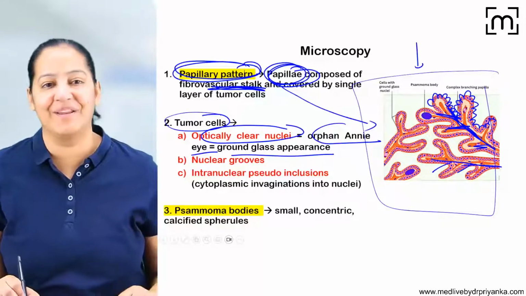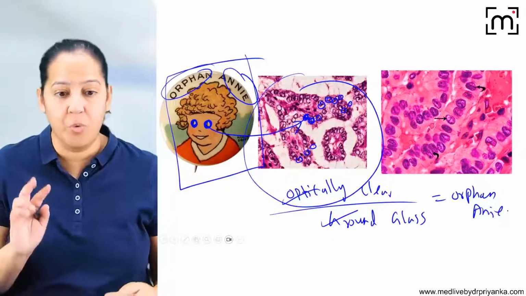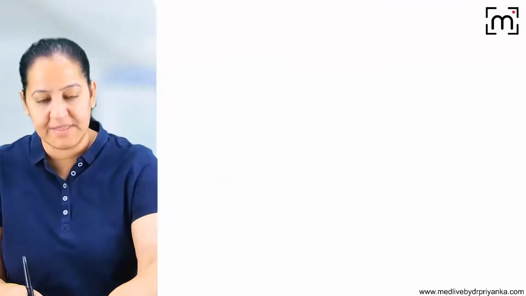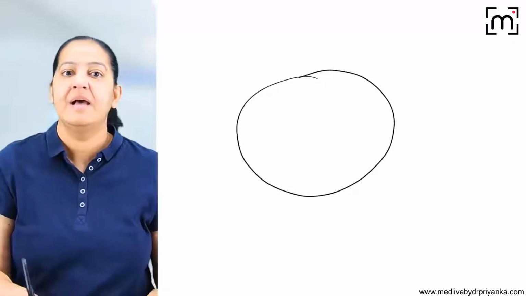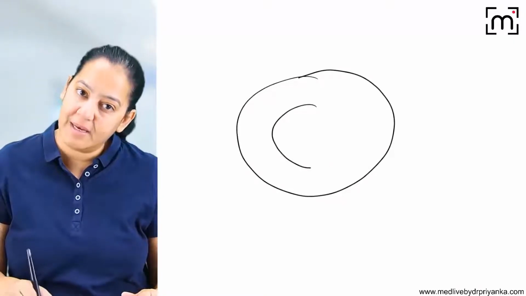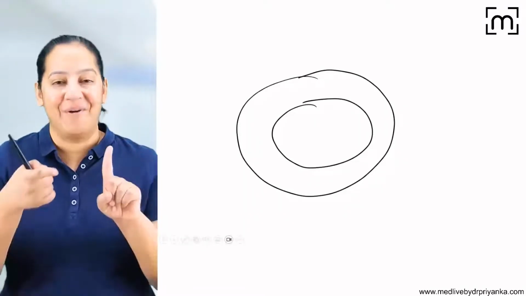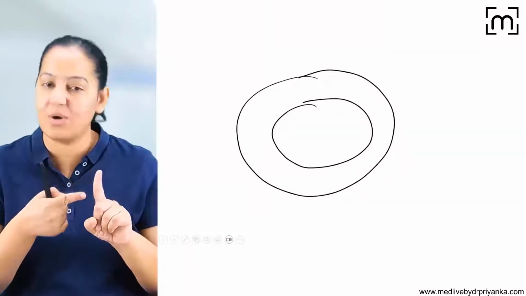So that is the first thing in the nucleus we have seen. Now inside the nucleus, two more things are there. So let me draw a tumor cell for you. This is one of the tumor cells. Let me draw the nucleus of the tumor cell. It's optically clear, ground glass, Orphan Annie Eye.